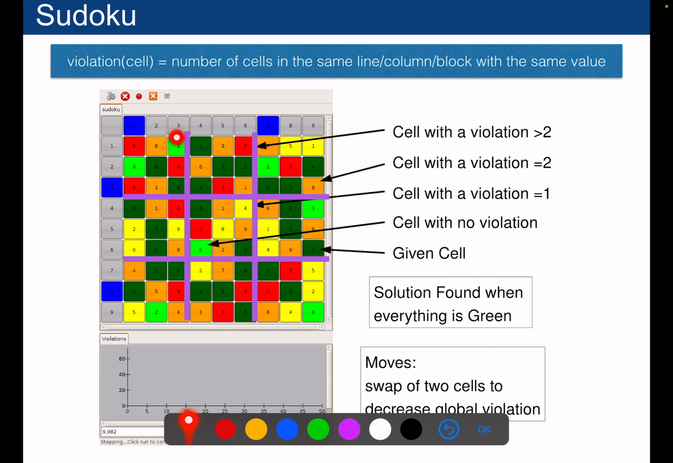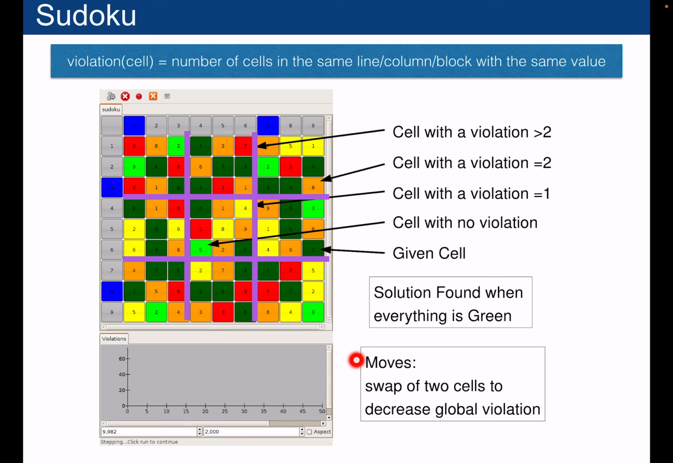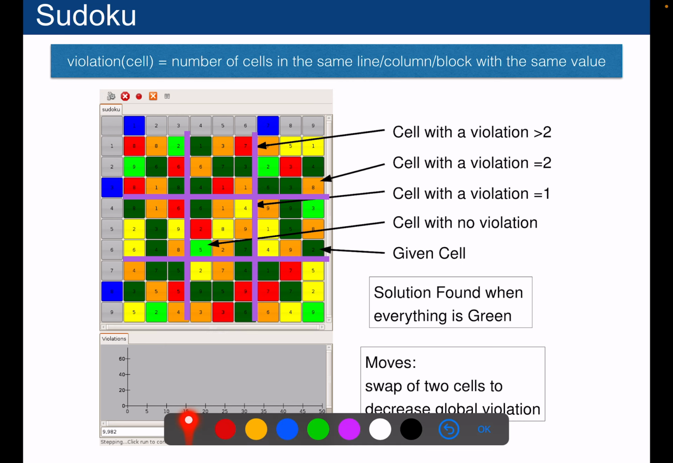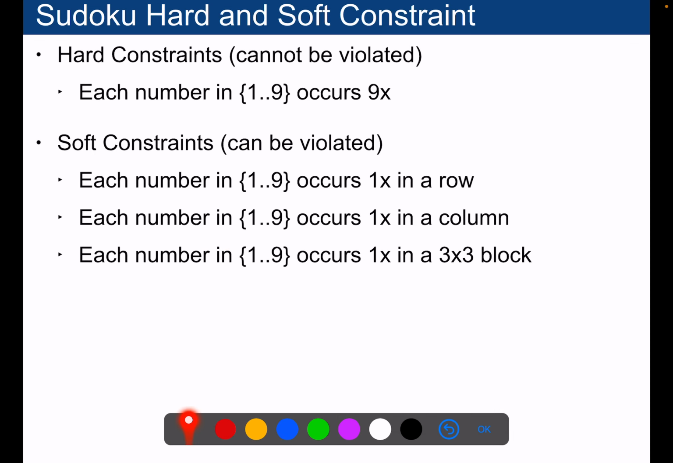This one is green because you cannot find another value that is equal to 2 on this line, and you cannot find another 2 on this column, and you cannot find another 2 on this block. Okay, therefore this cell is colored in green, and the goal, of course, is to have everything green at the end. And the only thing that we will consider here will be moves that consist in swapping the values of 2 cells, and the goal will be to decrease the global violation. So we will take 2 cells and we will exchange them.